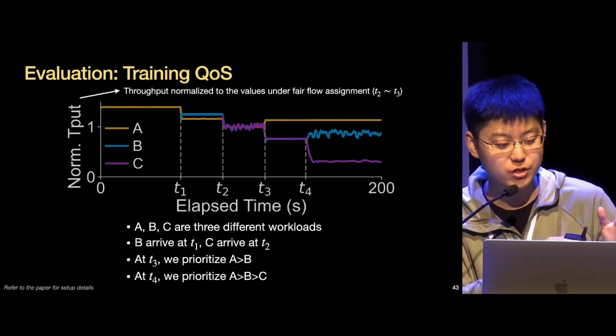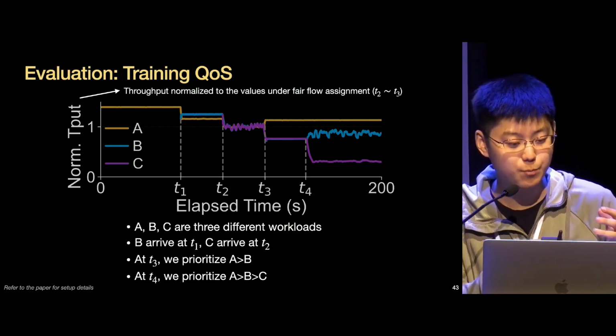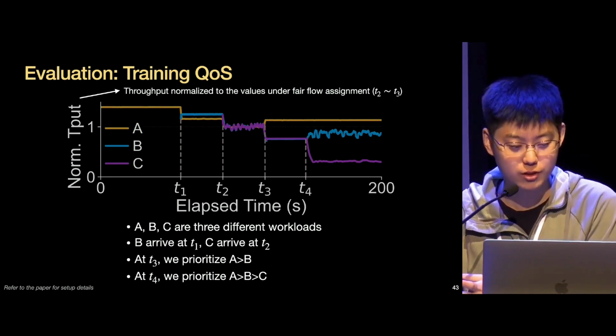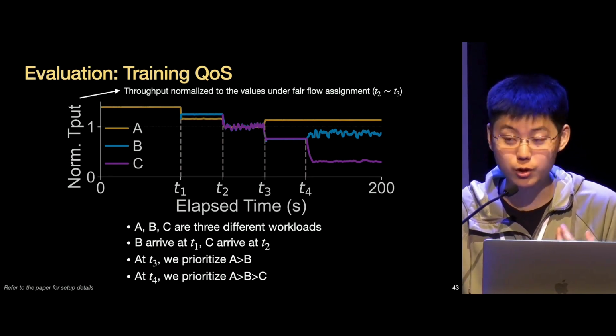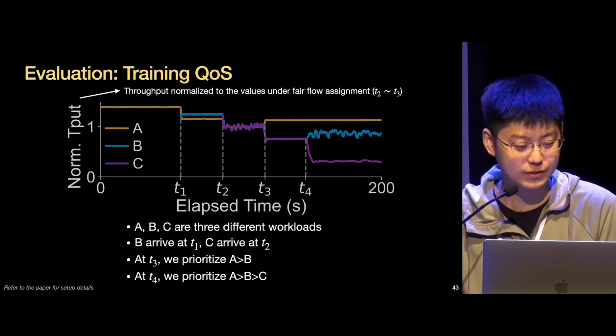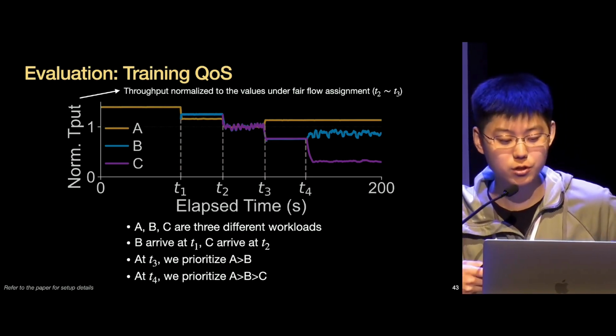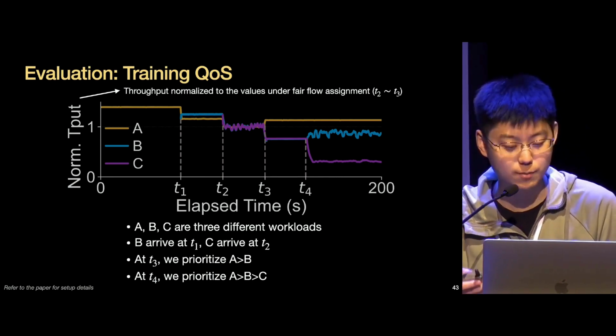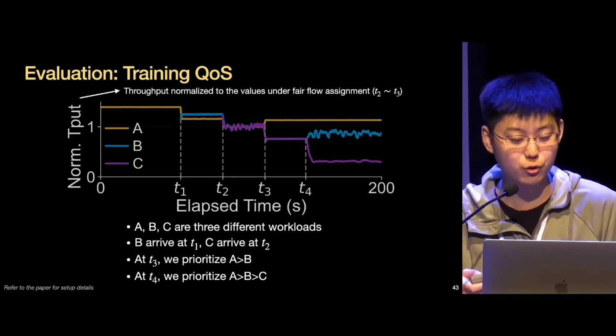At first, there is only job A, and as B and C arrive, the throughput of A is degraded. At T3, we prioritize A using priority flow assignment, improving A's throughput by sacrificing B and C. At T4, we further prioritize B over C using the traffic scheduling policy. So MCCS again effectively enforces such QoS policy.